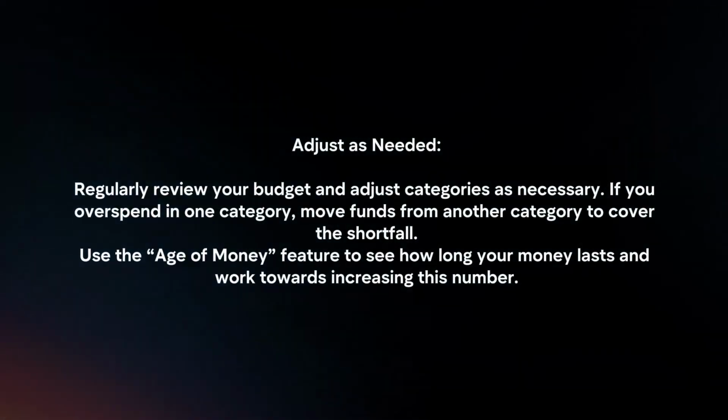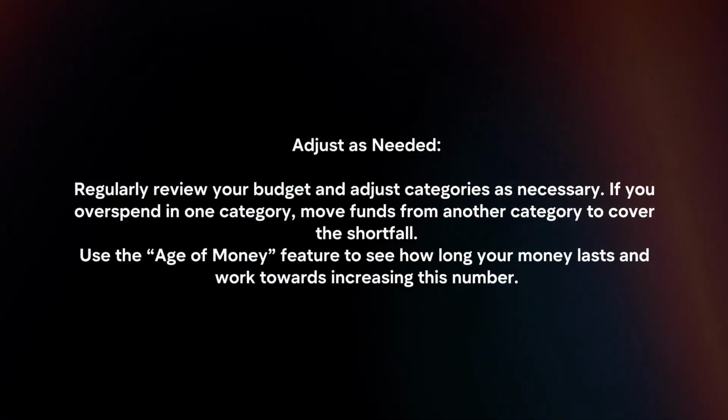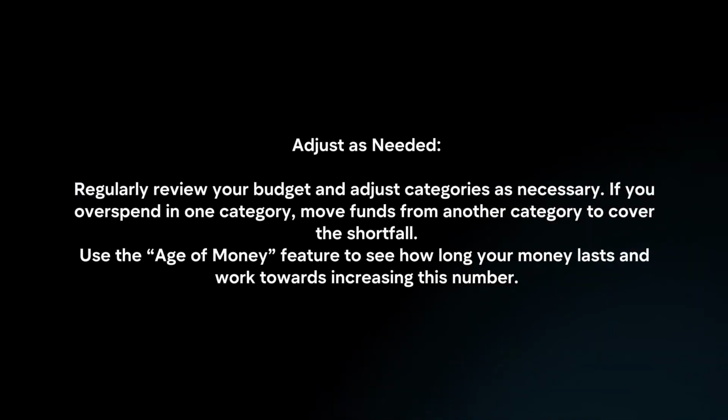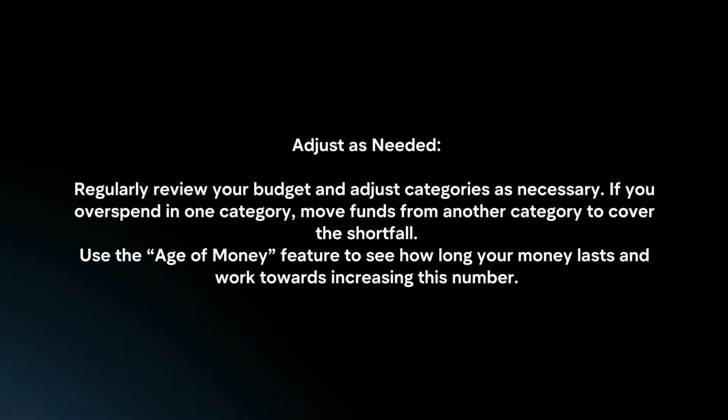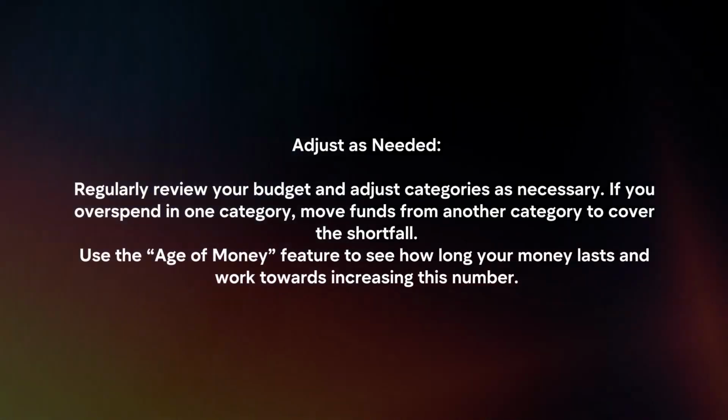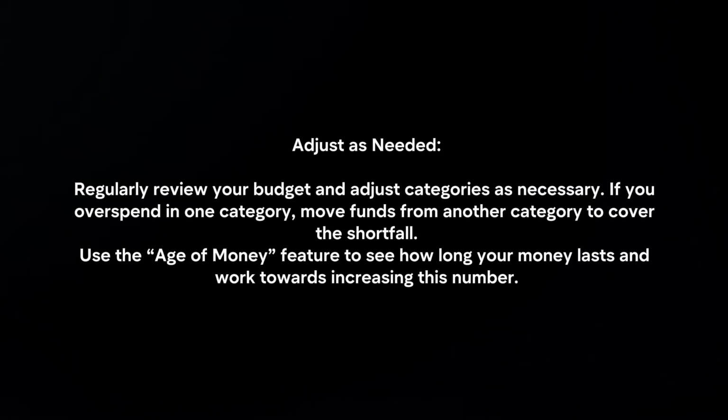Adjust as needed. Regularly review your budget and adjust categories as necessary. If you overspend in one category, move funds from another category to cover the shortfall. Use the Age of Money feature to see how long your money lasts and work towards increasing this number.